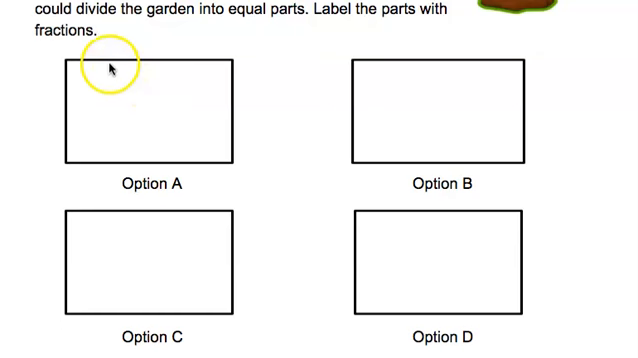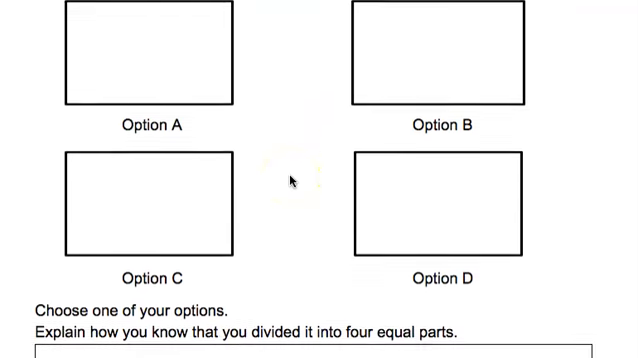So if you choose to divide up a garden one way, you have to do it a different way for option B, and a different way for option C, and a different way for option D. So none of these should look alike except for the fact that they're all divided into 4 equal parts. Don't forget to label your parts with the fraction.